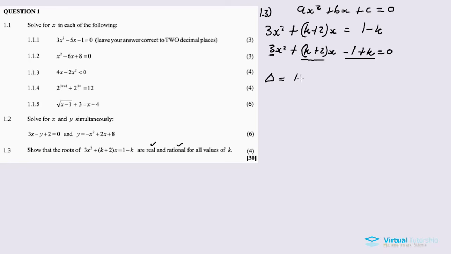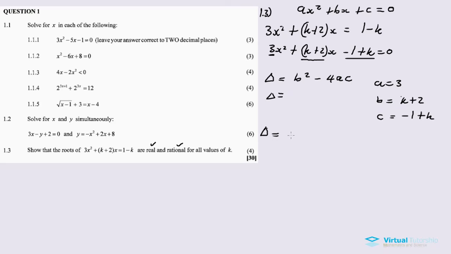So the discriminant is equal to b squared minus 4ac. Here a is equal to 3, b is equal to k plus 2, and then c is equal to minus 1 plus k. Remember, include the signs as well, right? Include the signs as well. Okay, all right, anyway, I don't think the substitution will end here.